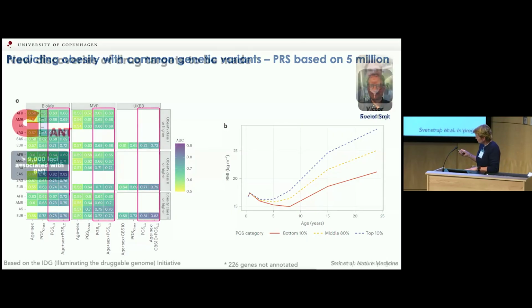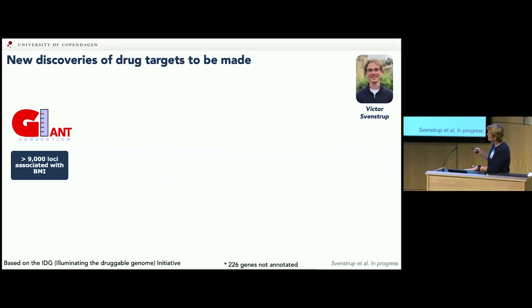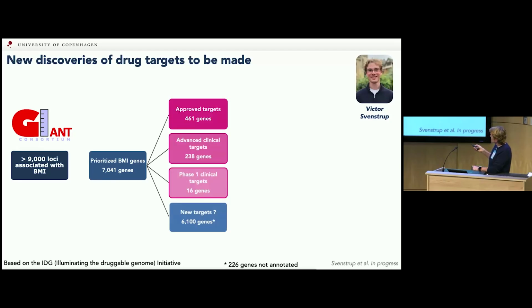Another thing we're doing right now is led by Victor, who's also here, is just building on the idea that genetics can support drug development. We're using the GIANT data to look at how many of the loci indeed provide support for drug discovery. So this is very preliminary data. Out of the 9,000 loci, we prioritize 7,000 genes, and 700 of these genes actually are already the target of either approved drugs or drugs that are close to getting onto the market, but not for weight loss.